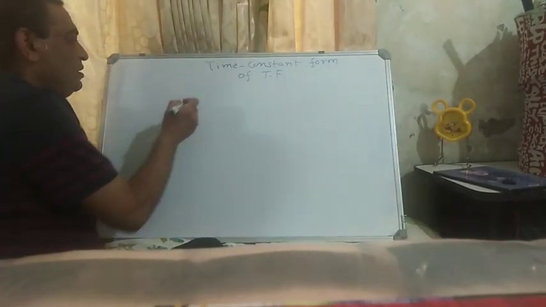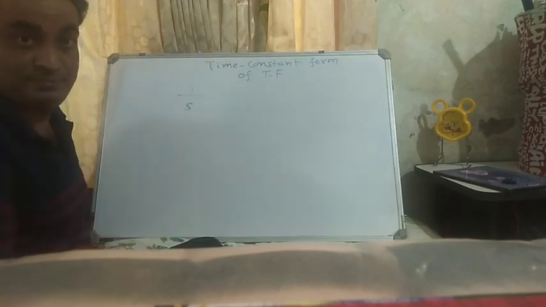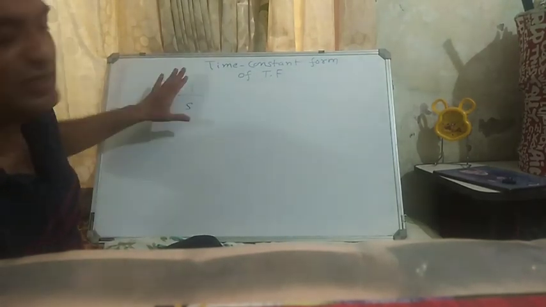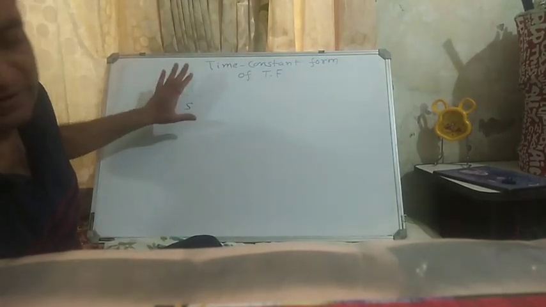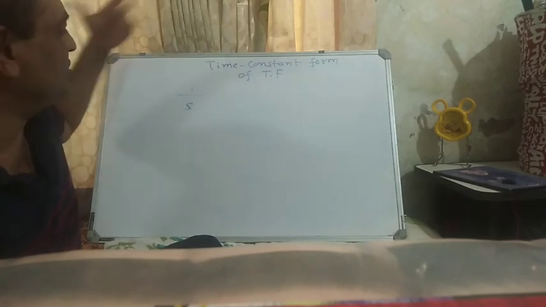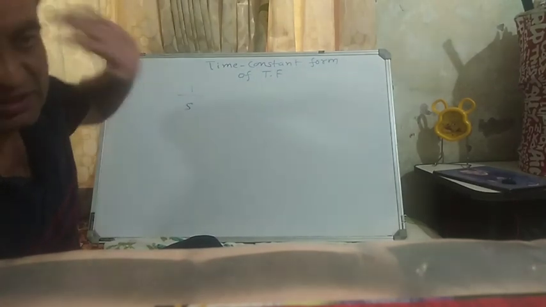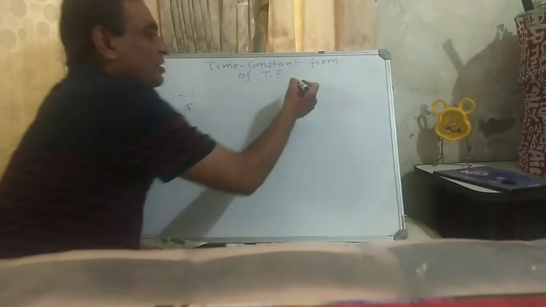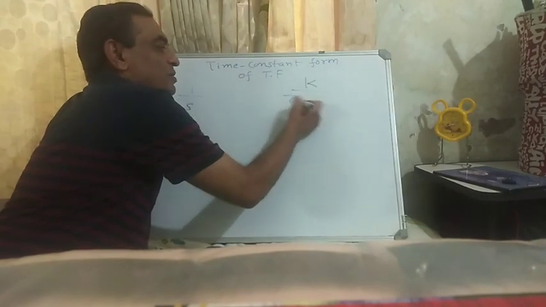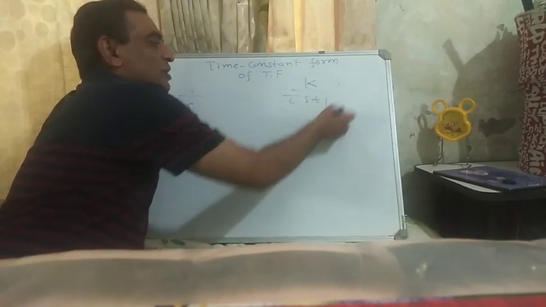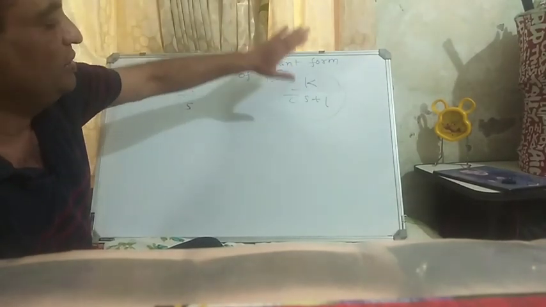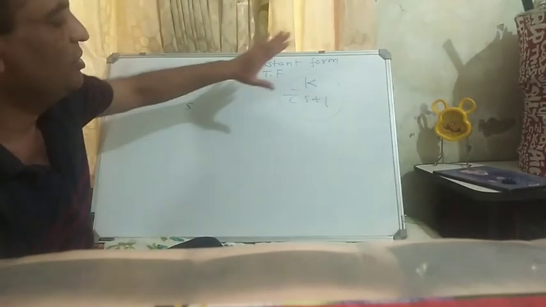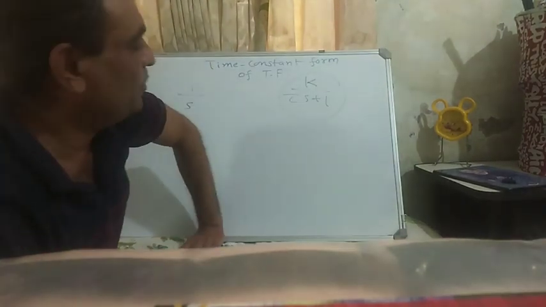Okay, so what about this 1 by s? You cannot convert it into a time constant form, because a pole at the origin or a zero at the origin cannot be converted into its time constant form. The standard time constant form is k upon tau s plus 1. You need to convert your transfer function if there is a first order term in the denominator or in the numerator into k upon tau s plus 1.